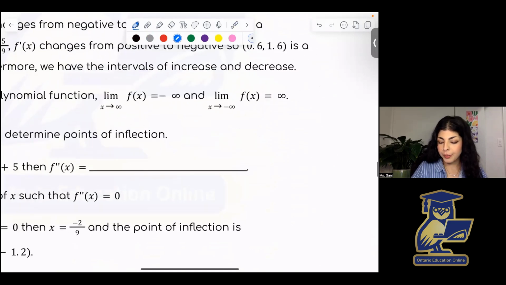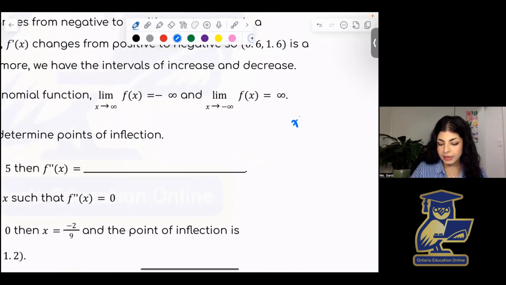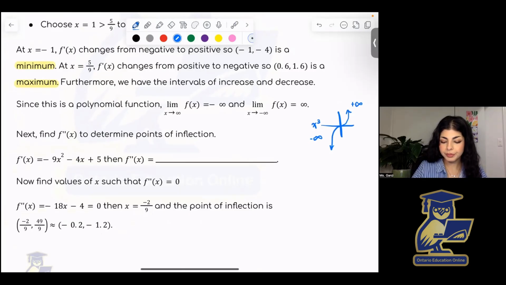That being said though, remember it is x cubed, and this is why it's important to use information you already know about graphs. You know that the curve looks like this. So as we are going towards positive infinity, we are also going towards positive infinity here. But as we go towards negative infinity, we are going towards negative infinity as well.